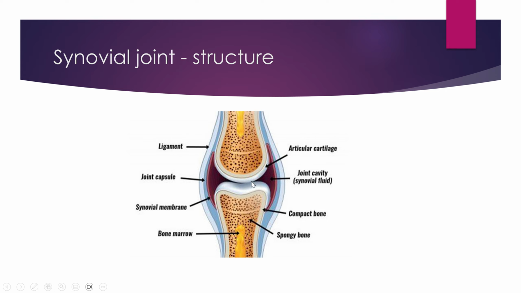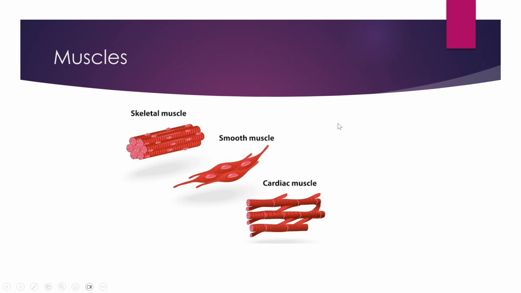cartilage which cushions the bone, joint cavity with the synovial fluid, joint capsule, synovial membrane, compact bone, spongy bone, bone marrow. So the synovial fluid prevents friction between the bones and lubricates the joints. The cartilage acts as a shock absorber.